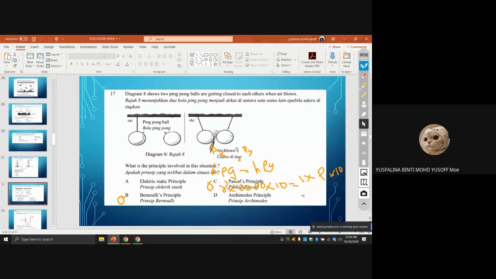Okay, so this one is actually using what principle? This one is Bernoulli, right? So the answer should be B. When you blow in the middle of the ping pong balls here, the velocity should be higher and the pressure should be lower. So the atmospheric pressure outside is higher, so it pushes the ping pong balls closer to each other. Okay.